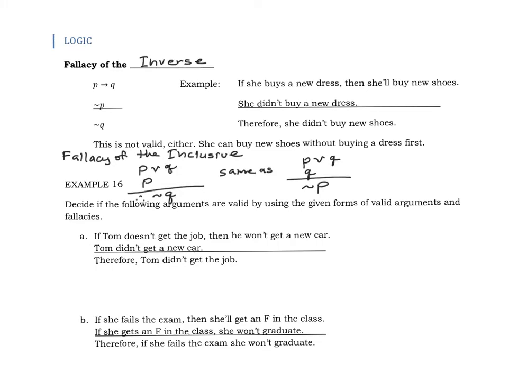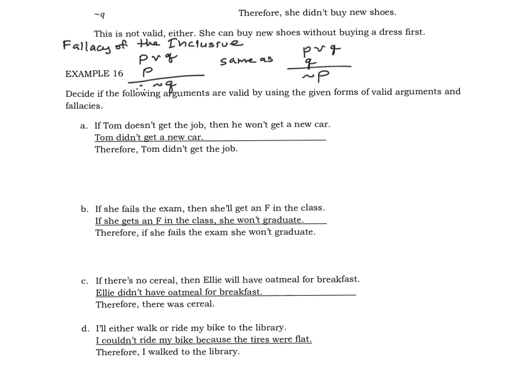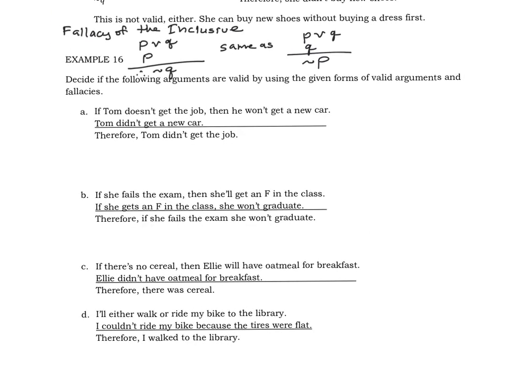All right, let's look at example 16, and let's determine whether the following arguments are valid by the given forms of valid arguments and the fallacies. So we're going to look at both things that we've learned in the last few pages. If Tom doesn't get the job, we'll say that's a negation of J, then he won't get a car, a negation of C. Tom didn't get a new car, so that's the negation of C. Therefore, Tom didn't get the job, so negation of J.